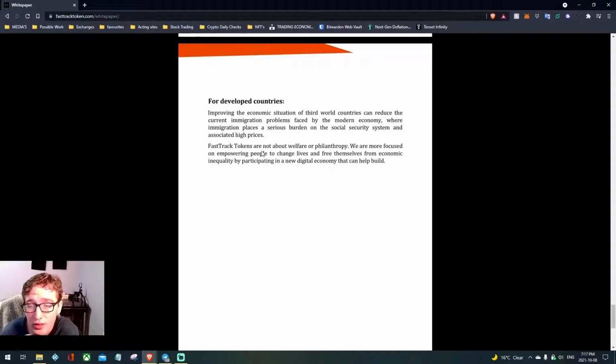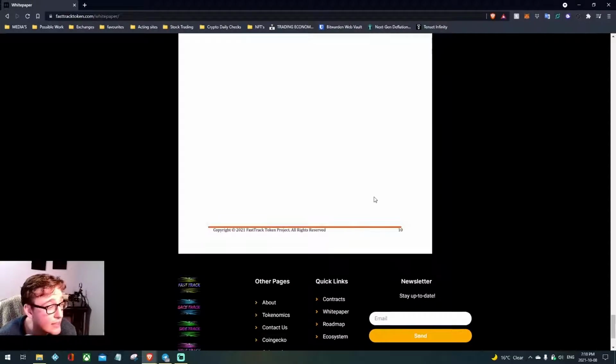The Fast Track tokens are not about welfare or philanthropy. Can't even say that word. Never seen that word before. We are more focused on empowering people to change lives and free themselves from economic inequality by participating in a new digital economy that can help build. And that's the end of the white paper.